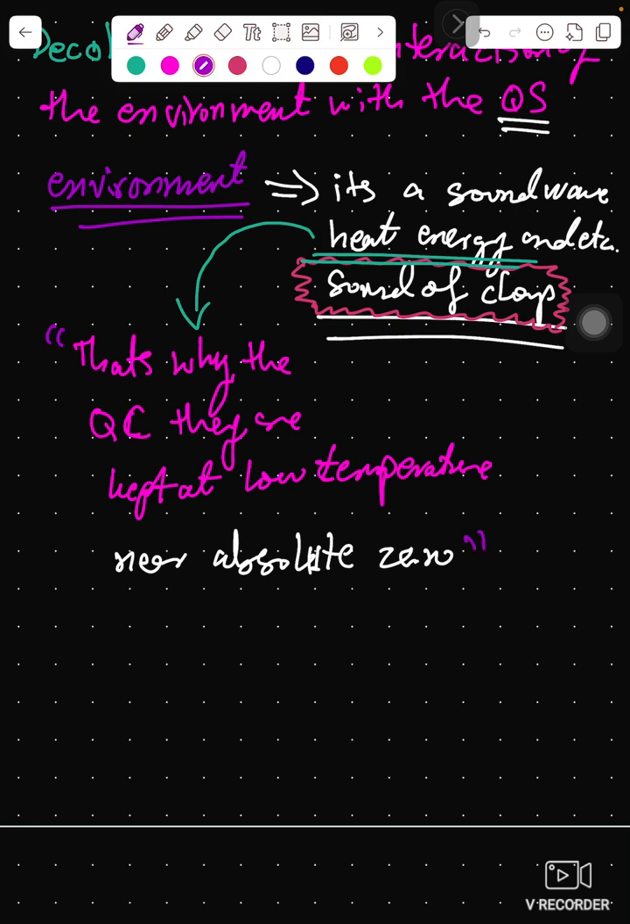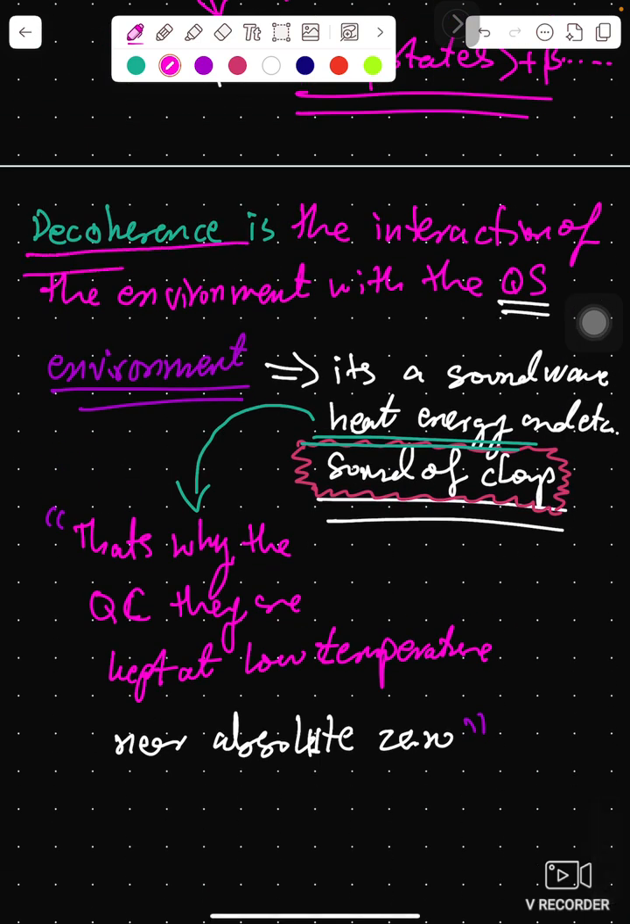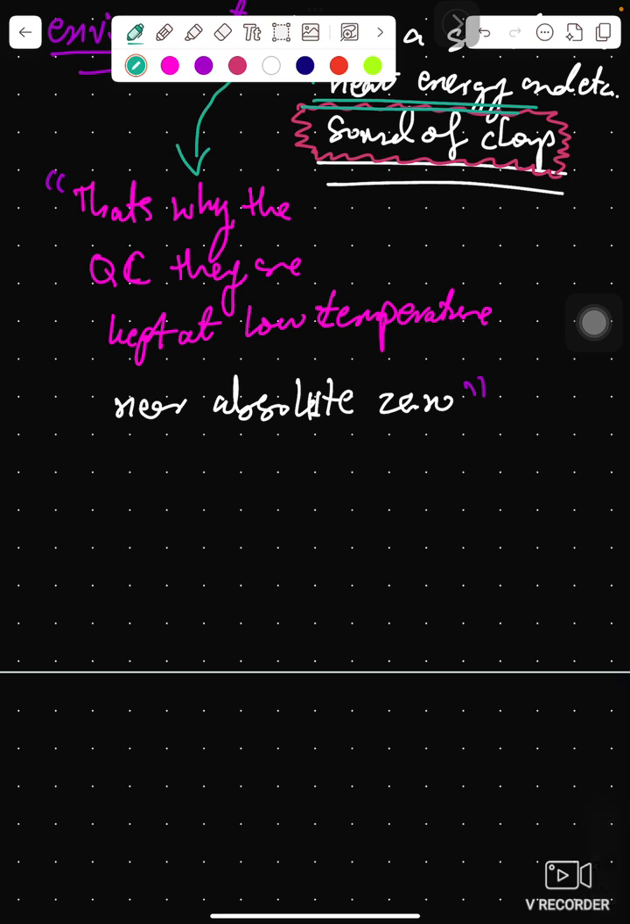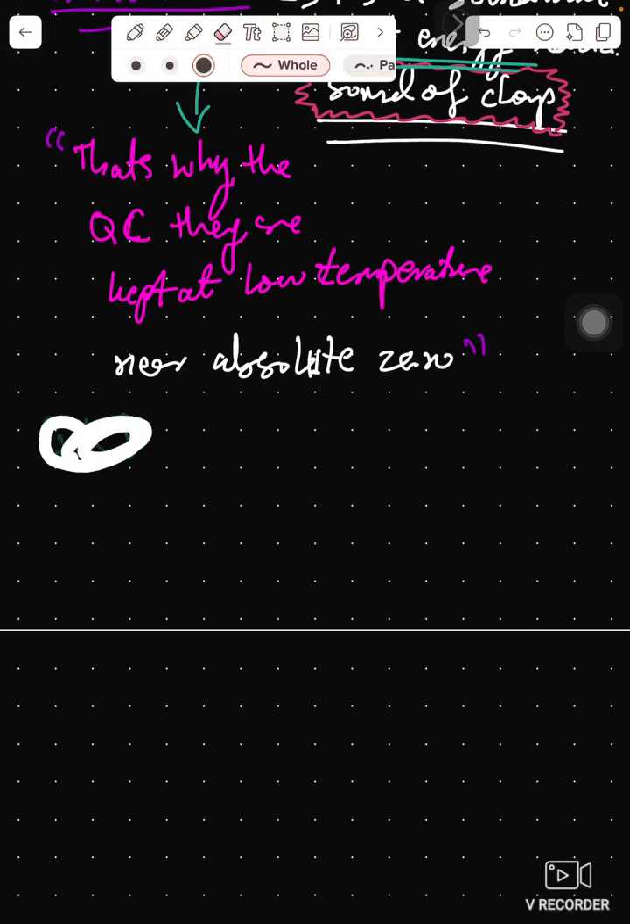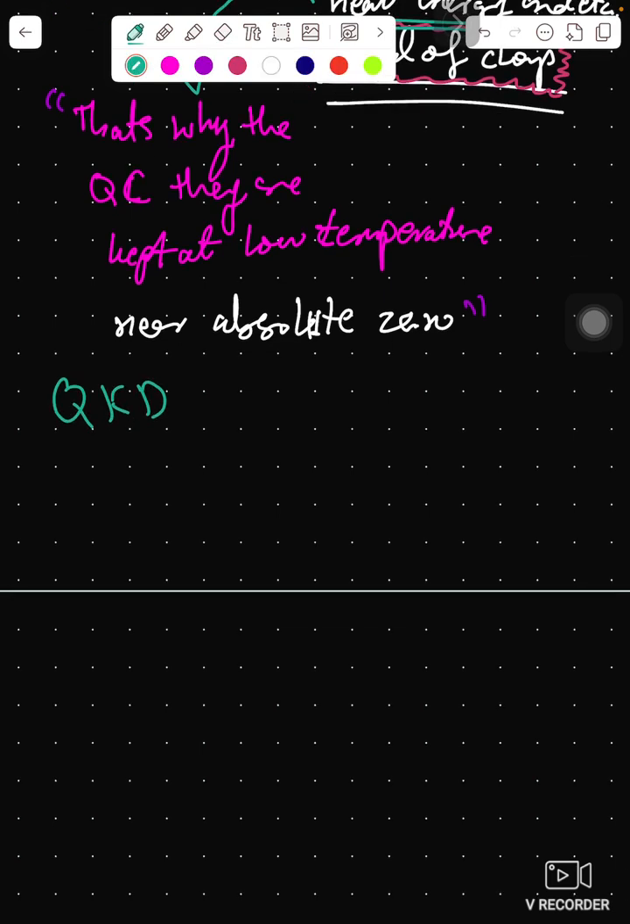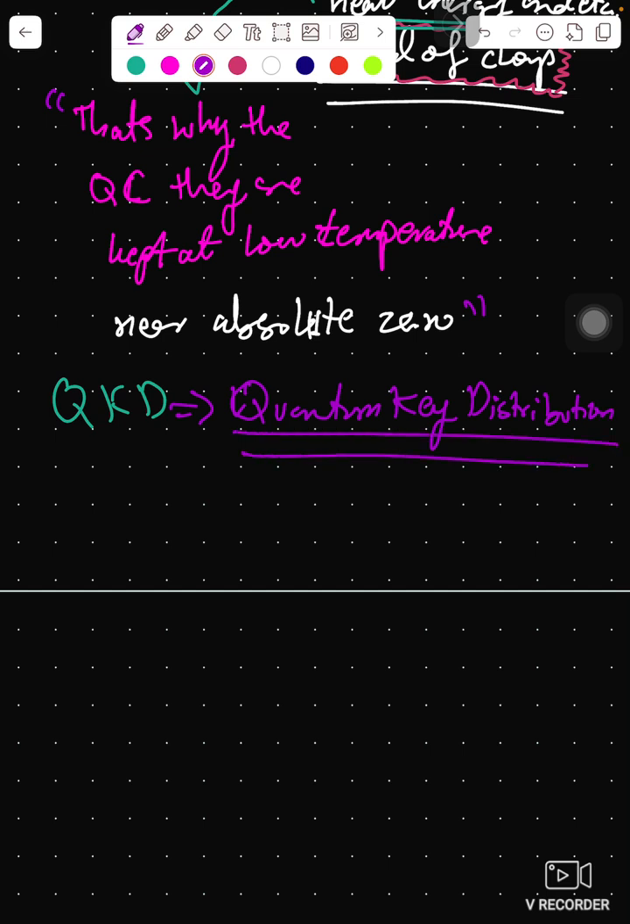Okay, so decoherence can also be explained in one more way. Let's suppose we talk about QKD, quantum key distribution. Okay, so in quantum key distribution, what actually happens is there are two people, and their task is to send messages to each other, and they use quantum key distribution.